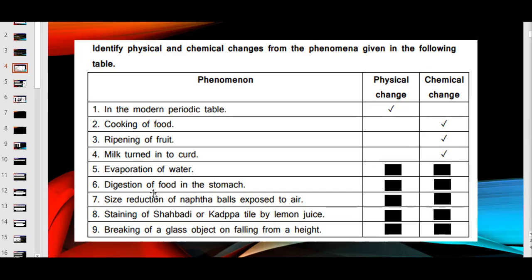Evaporation of water. Water is getting evaporated. So it is in liquid state right now and it is getting evaporated. Evaporated in the sense it is becoming gaseous state from liquid. So what do you think? What will be the answer here? It will be a physical change. There is no chemical change. Water will remain the same water only. The H2O molecule will remain an H2O molecule only. The only thing changing is from liquid state to gaseous state.